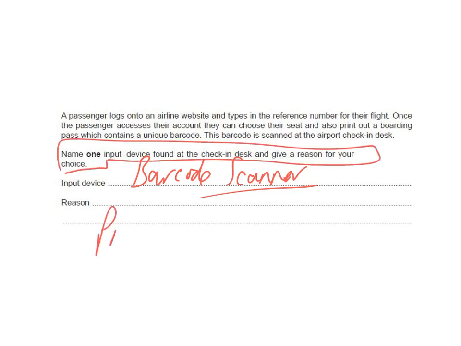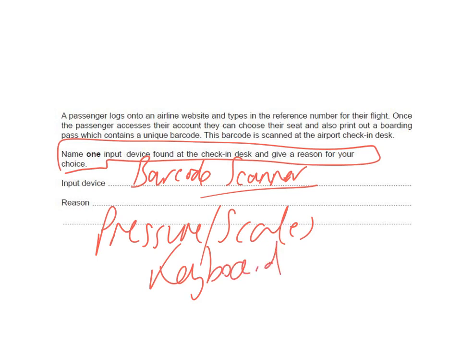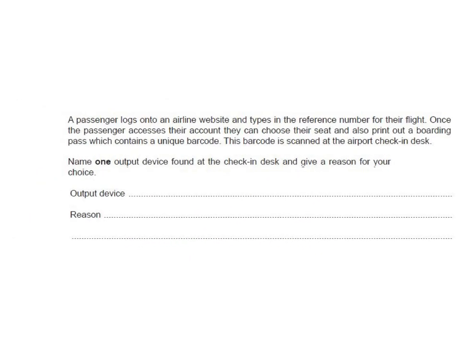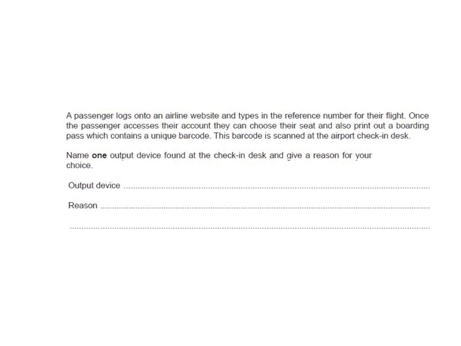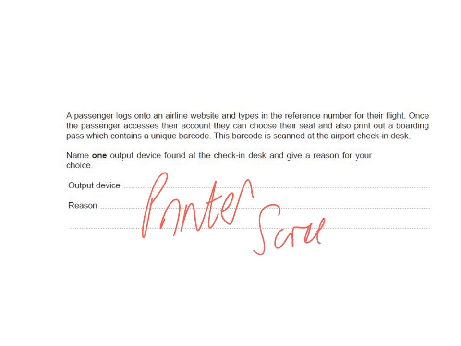They've also got a pressure sensor, i.e. the scales to weigh your bags, and then they've got a keyboard for any issues. I'd also argue that they've got vision recognition systems and cameras as well. Output device, it's the same question from different ones. We've got a printer for anyone that needs to print out their barcode. We would have a screen so that the person entering their details could see what's being entered.